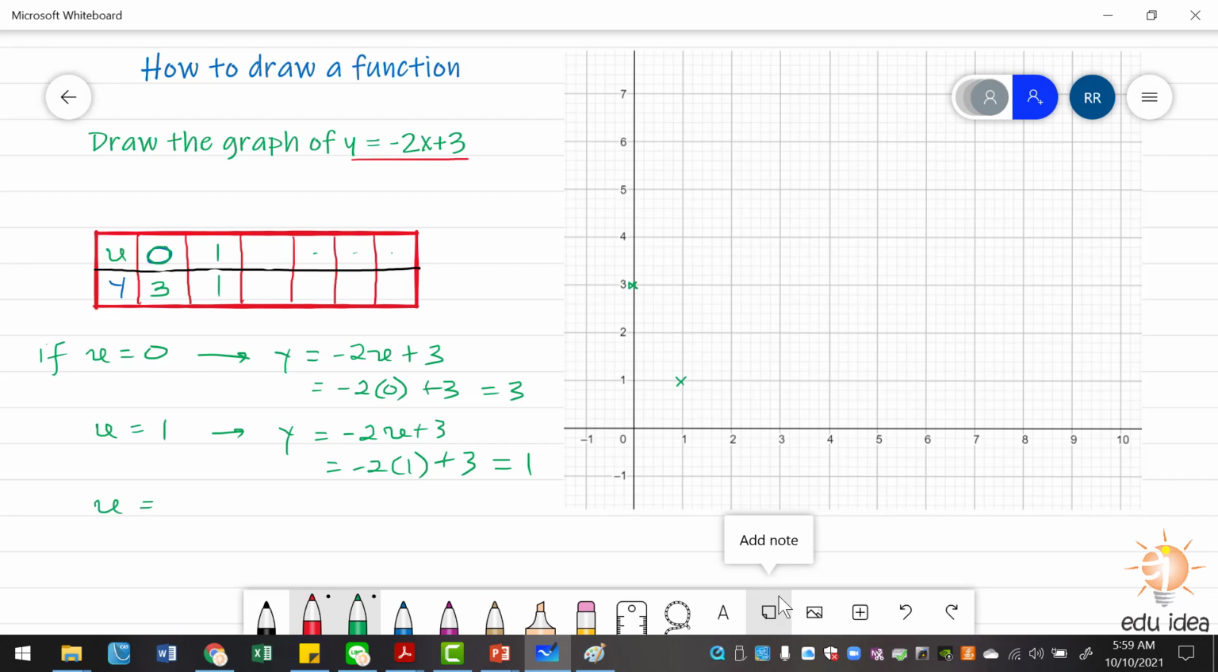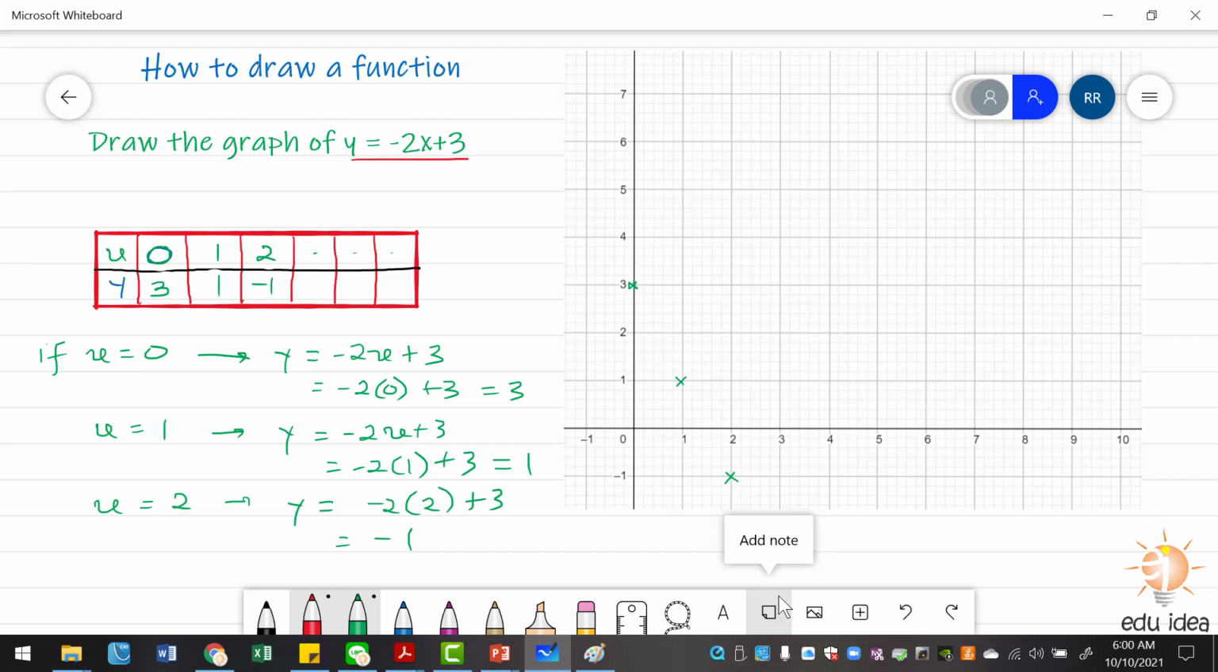Okay, so let's say x equals 2. So put 2 in here, and then the y will become minus 2 times 2 plus 3. Again, this 2 comes from here, so just substituting the x with 2. So minus 2 times 2 is minus 4. Minus 4 plus 3 is equal to minus 1. So it's going to be 2 comma minus 1, which is about here.